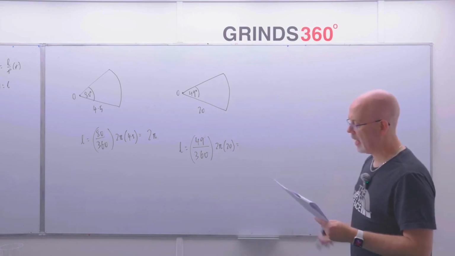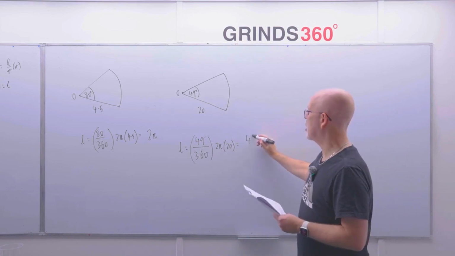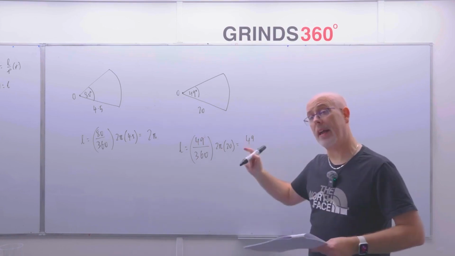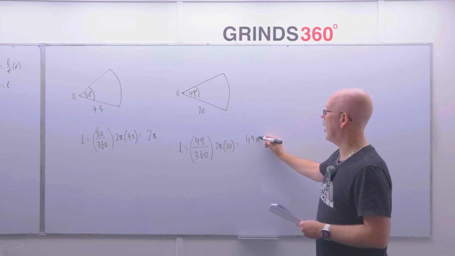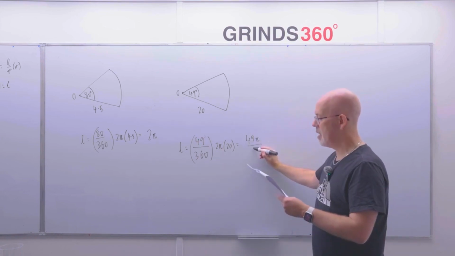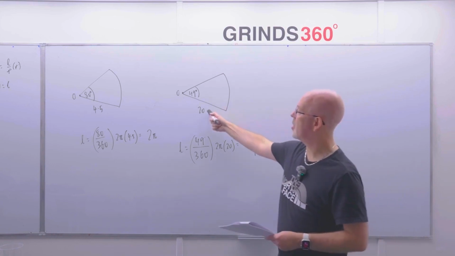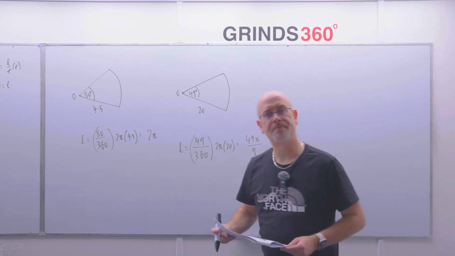So I just put that straight into my calculator, and it comes out, remember, as 49 over 9 pi. But as we met before, I would put the pi above the line. That's just a personal preference. 49 pi over 9. And again, no units of measurement here, no units of measurement here.